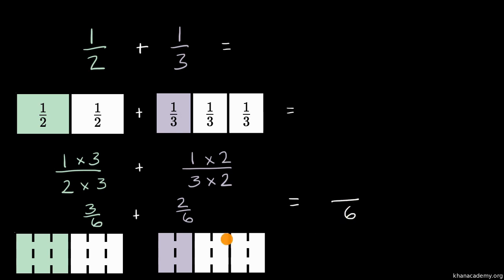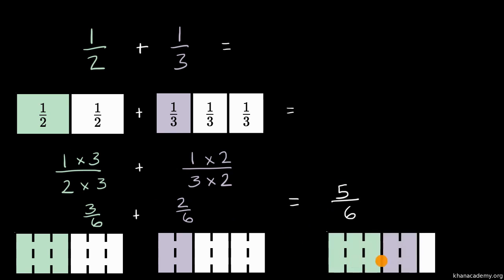And now that everything is in terms of sixths, what is it going to be? Well, it's going to be a certain number of sixths. If I have 3 of something plus 2 of that something, well, it's going to be 5 of that something. In this case, the something is sixths. So it's going to be 5/6. I have trouble saying that. And you could visualize it right over here. This is 3 of the sixths, 1, 2, 3, plus 2 of the sixths, 1, 2, gets us to 5/6.